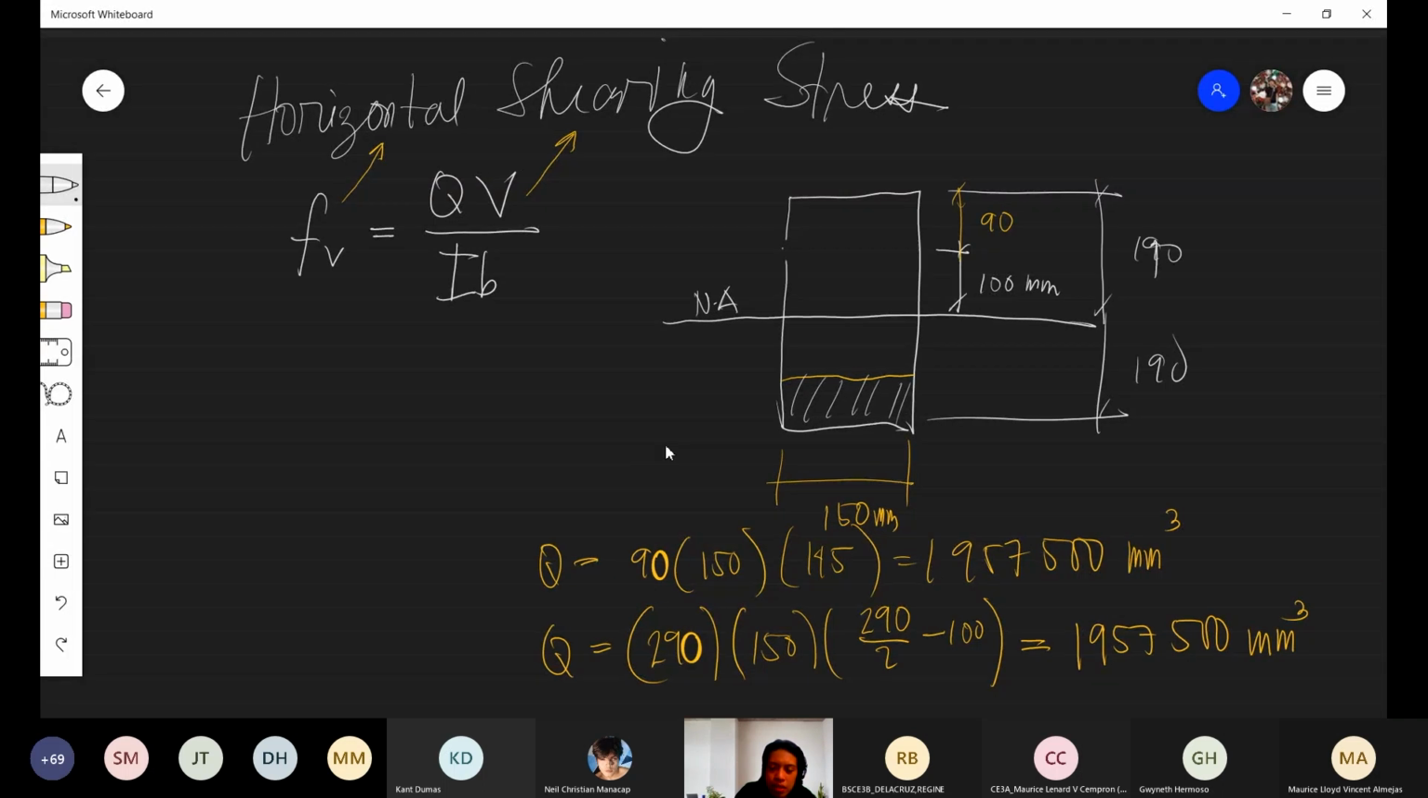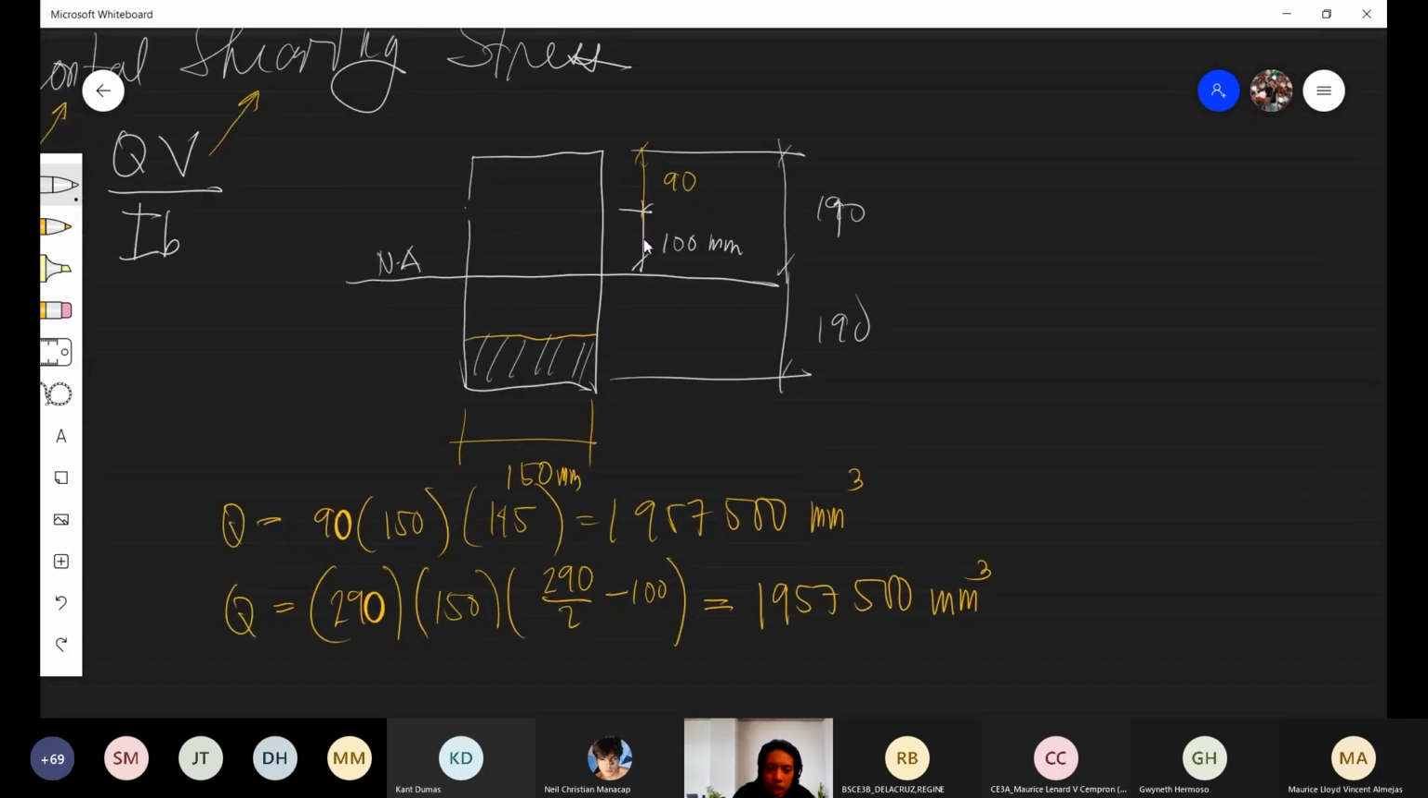Okay, let us draw the stress diagram, because we need to understand what is happening internally. Internal reaction.